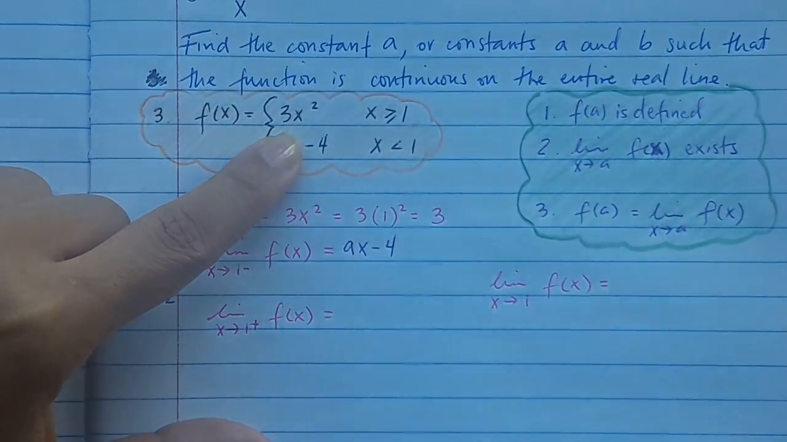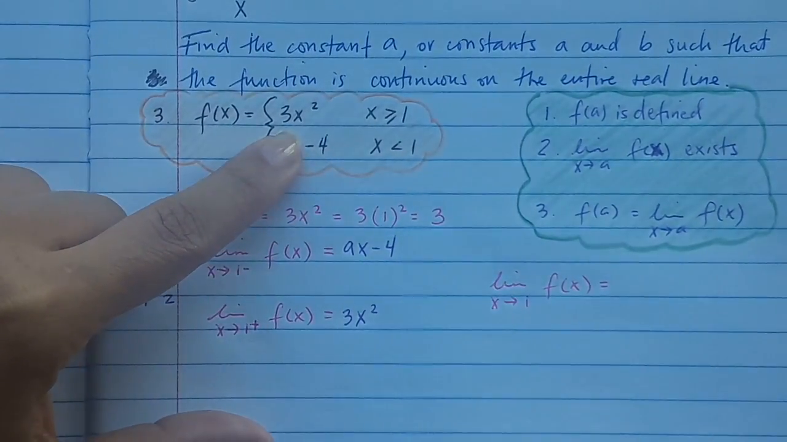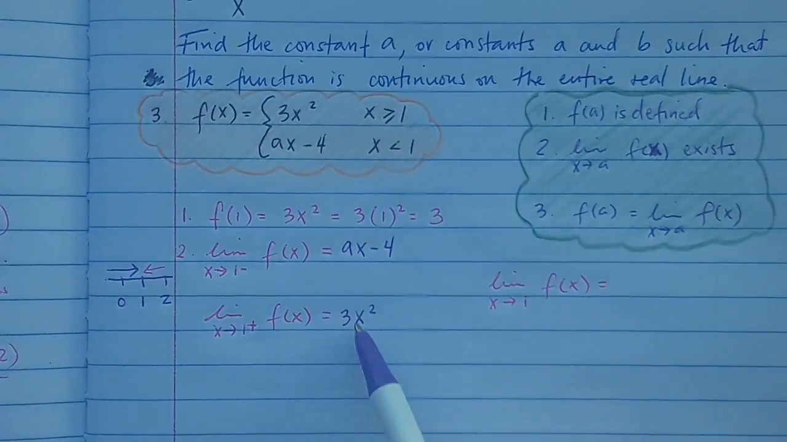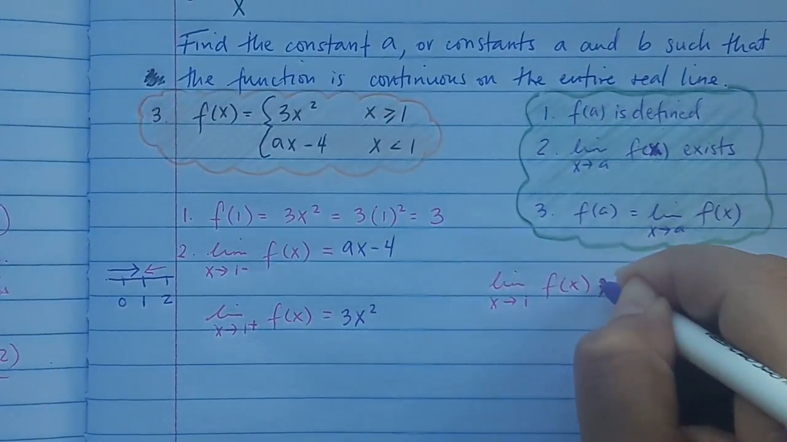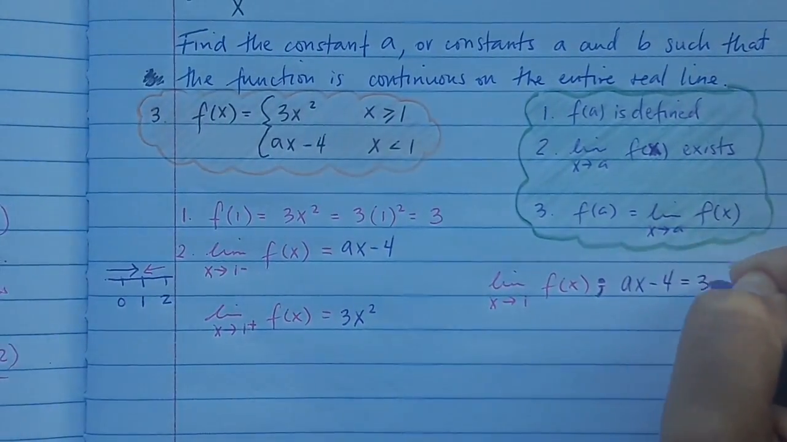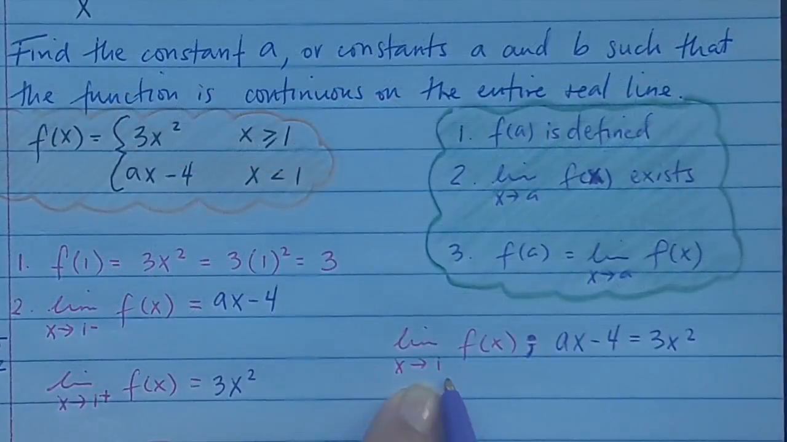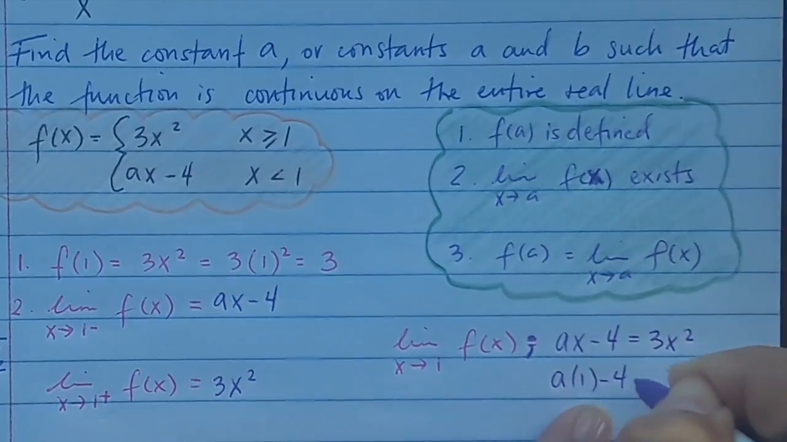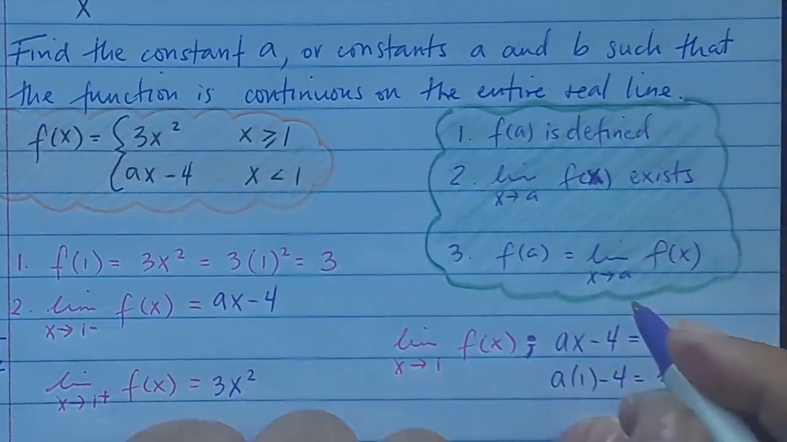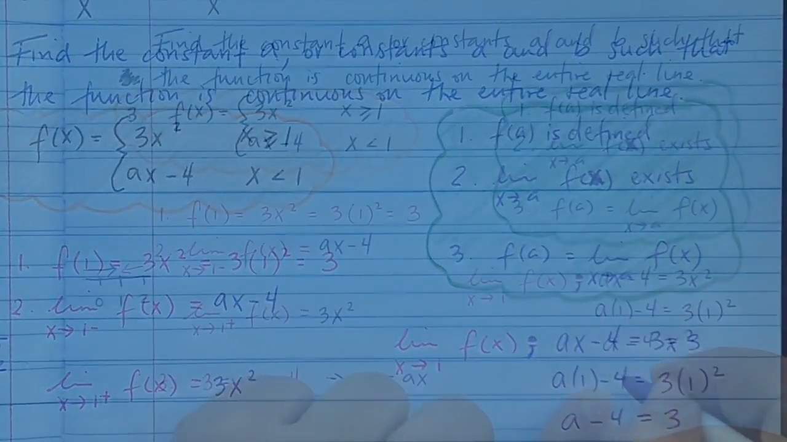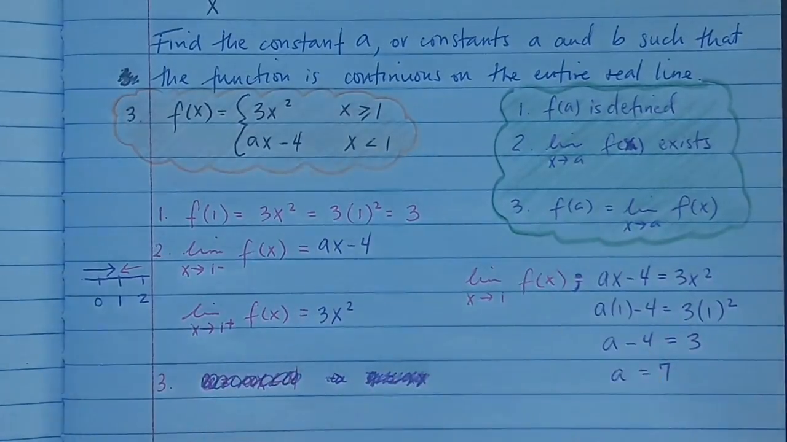Write that down. And in order for them to be equal to one another, that's the only way the limit's going to exist. So I know ax minus 4 must be equal to 3x squared. Well, let's take a look at what happens as x goes to 1. So plug in 1 where you see x. Evaluate it, so you're going to get a minus 4 equals 3. Solve for a, so a is 7.